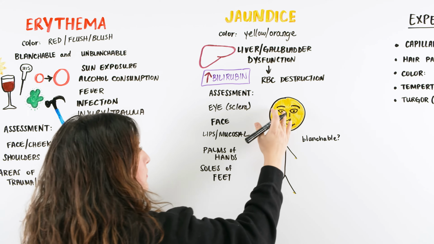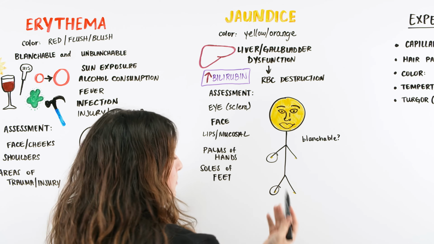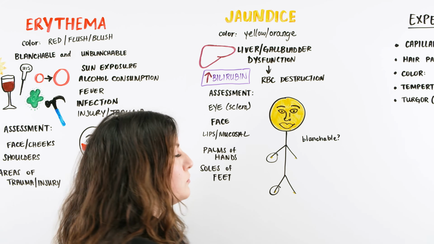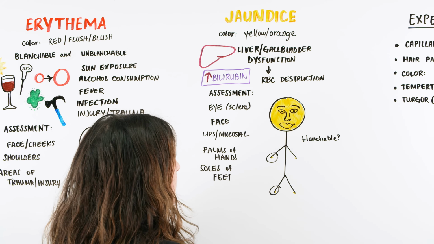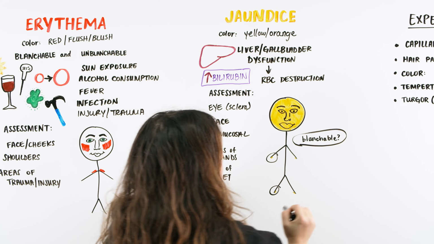The sclera should show as well, right? And also the mucous membranes, but we also want to think about maybe looking at their hands, right? The soles of their feet and the palms of their hands. We also can do something of this nature.